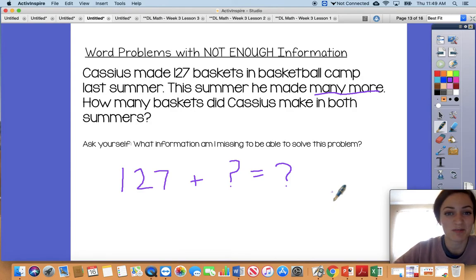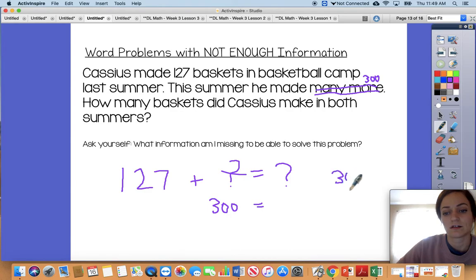Can we solve this problem? Could you find an answer to it? No, right? It does not give you enough information. Okay, so that's when on your Google form you'll get to make up your own. So you could say this summer he made 300 baskets. How many baskets did he make in both? So now that I have a number there, 127 plus 300, can stack them on top of each other if that helps.